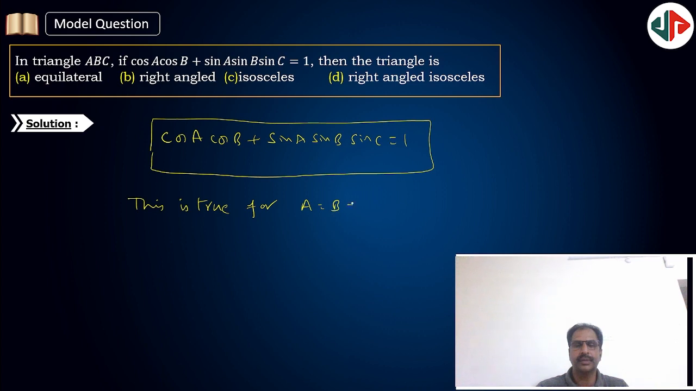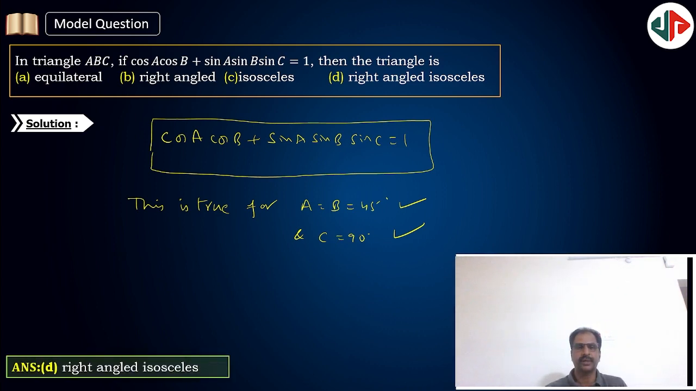A is equal to B is equal to 45 degrees and angle C is equal to 90 degrees. Check with those angles and see whether the given condition is satisfied or not. Cos 45 into cos 45 is 1 by 2, plus sin 45 into sin 45 is 1 by 2, into 1. 1 by 2 plus 1 by 2 gives 1. So this condition is satisfied for these values. And hence the triangle is right angled isosceles, because one angle is 90 and the other two angles are equal. So right angled isosceles, option D.